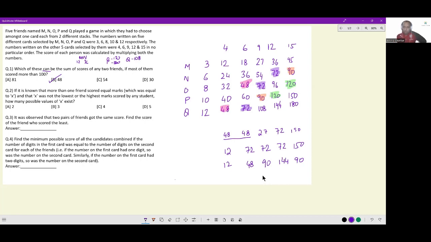Now 120. Can I take 120 as the same thing? 120 can't be taken. The 120 value cannot be taken, because if I take 120 here and 120 here, I cannot get a value greater than 120. So that is out. Okay. So that should lead me to the answer of 3, but I have made a mistake.